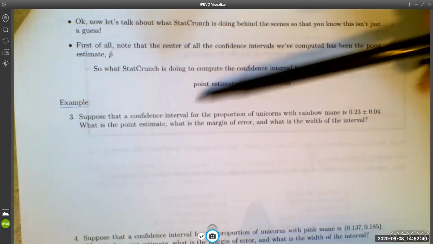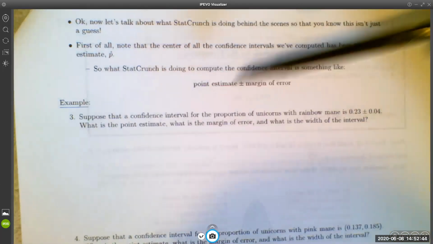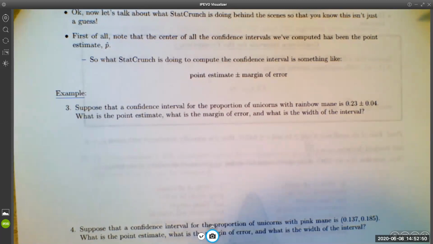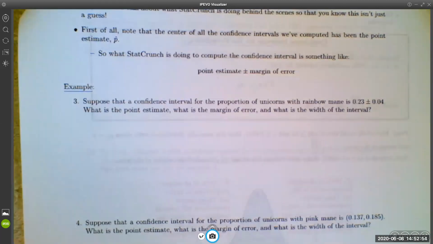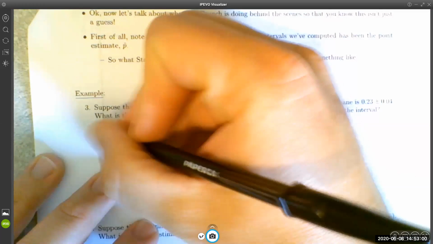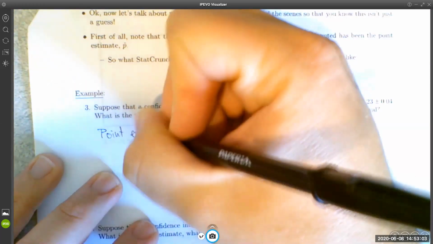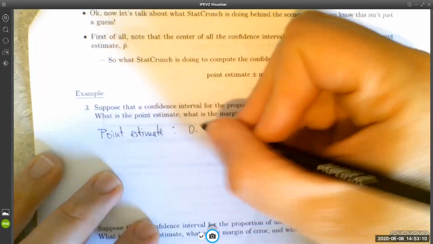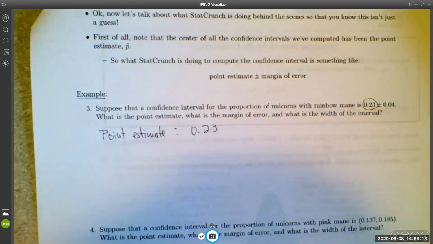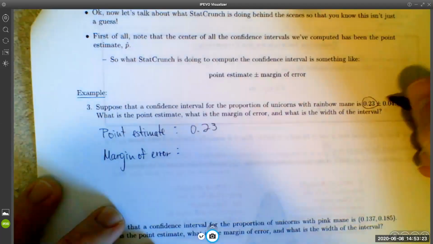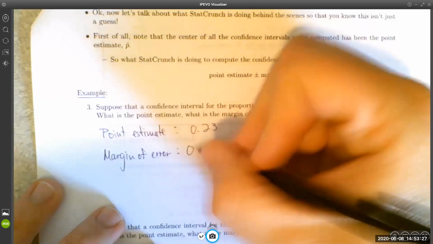Suppose, for example, that a confidence interval for the proportion of unicorns with rainbow mane is 0.23 plus or minus 0.04. What's the point estimate? What's the margin of error? What's the width of the interval? And maybe I would say, what is the interval itself? So we'll do that as well. The point estimate is this number right here, right? 0.23. Unicorns, rainbow mane. Oh my goodness, what am I doing? But there's the point estimate. The margin of error is this number right here. It's the thing that we're adding and subtracting, 0.04.